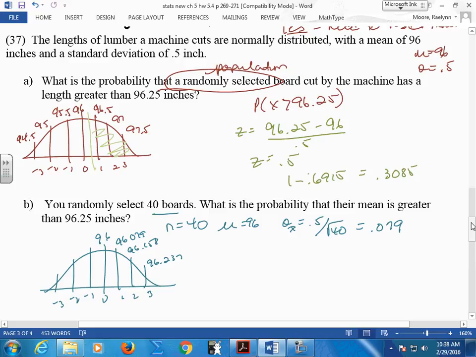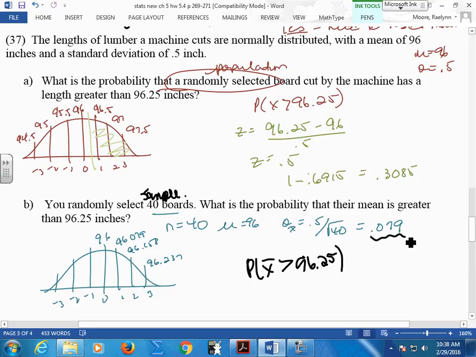Then you're looking at it greater than 96, so this is where you subtract the area from 1. Then you're looking at a sample of 40 boards. There's your N. So we want to keep the same thing, but now it's just the sample means. You changed your standard deviation. You made it a lot smaller, and then you're going to compare that. So notice how much closer they got.